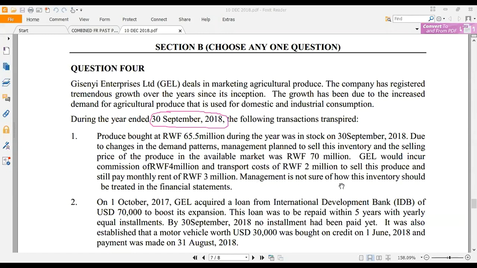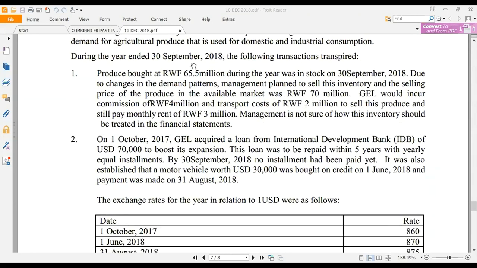Management is not sure of how this inventory... this is IAS 2. So statement 1 is on IAS 2. We are interested in statement 4. Remember that, I'm just identifying the standard.